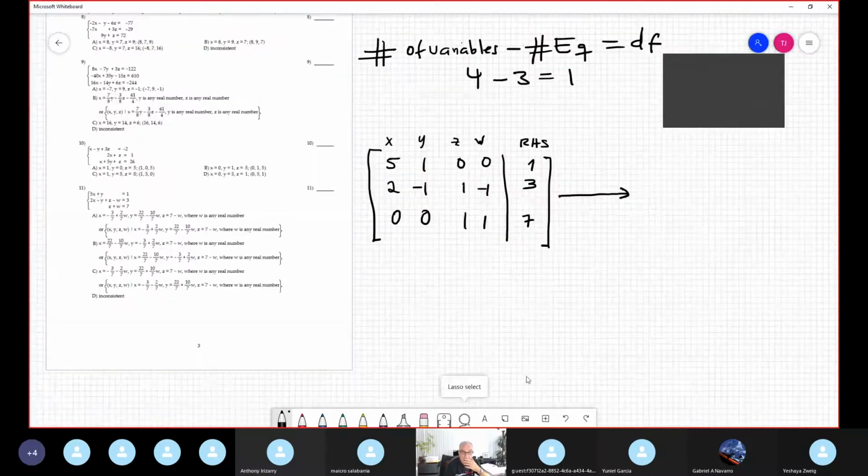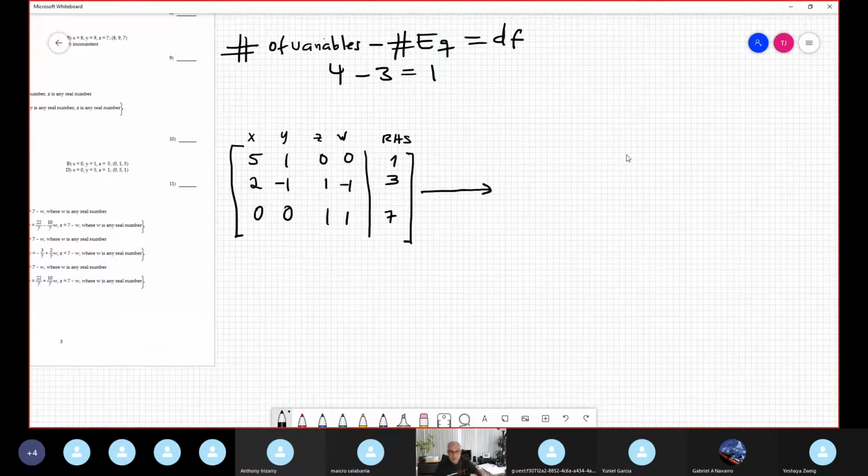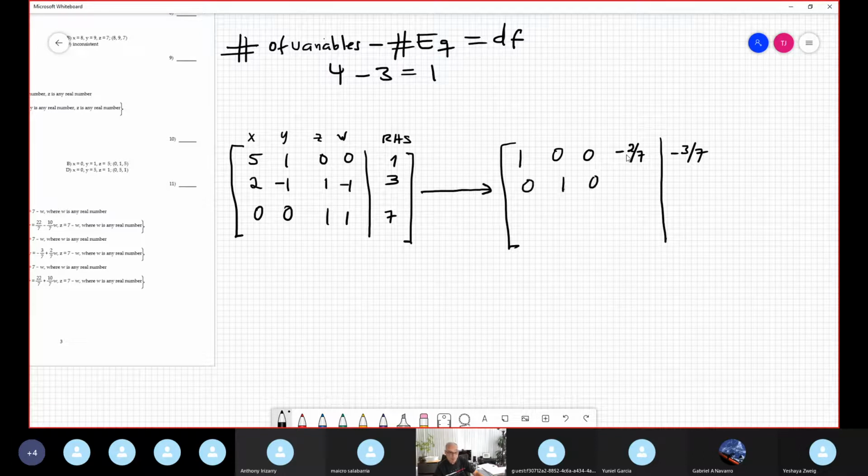I come back to the whiteboard. Do you see the whiteboard? Yes, we see it. Okay, look, we have 1, 0, 0, -2/7, -3/7, then 0, 1, 0, 10/7, 22/7, then 0, 0, 1, 1, and the answer.